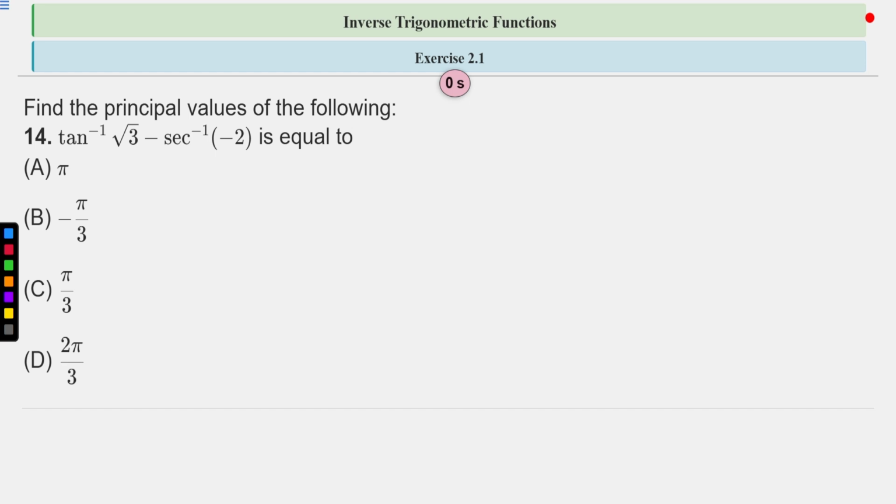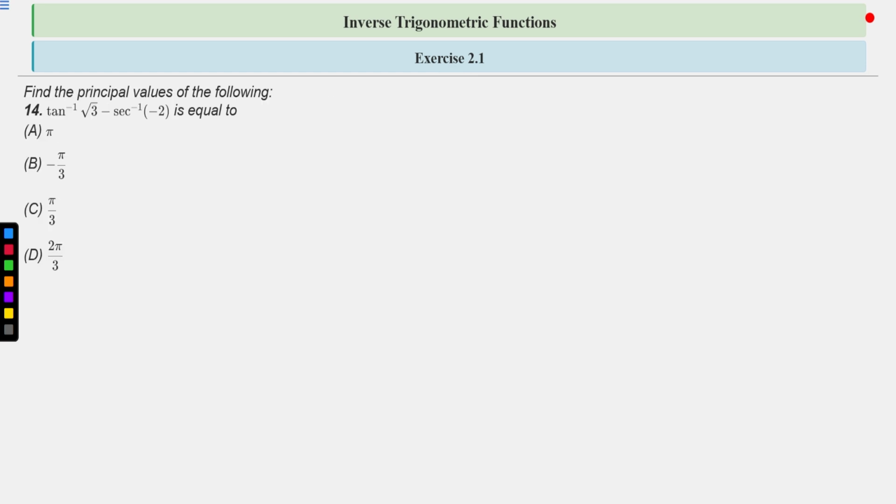Okay, let us move to the solution part. You need to find the principal value of tan inverse root 3 minus sec inverse minus 2. So the correct answer will be option B. Clear? Let us move to the solution part.